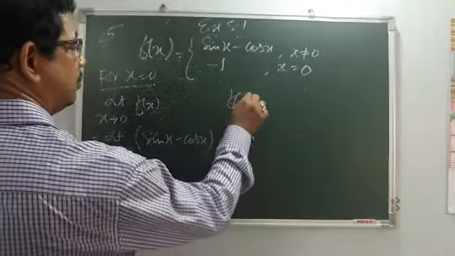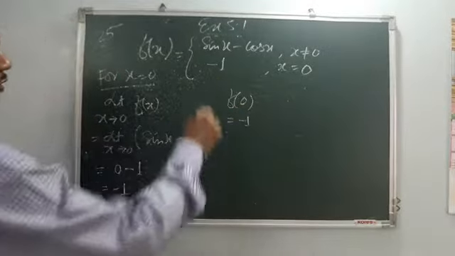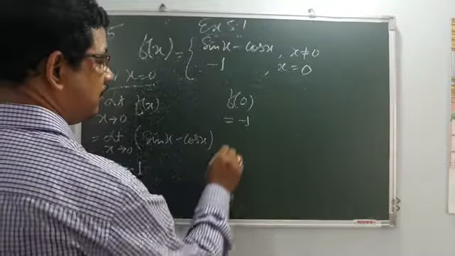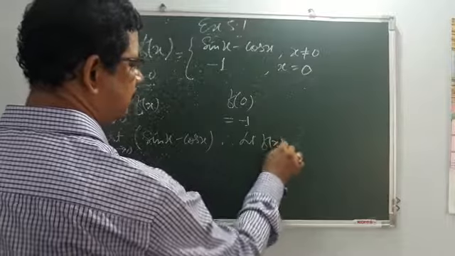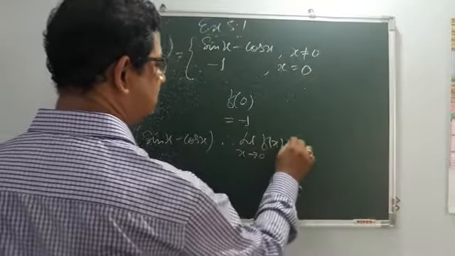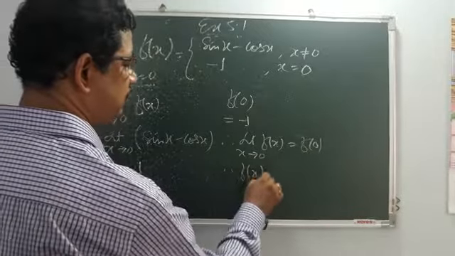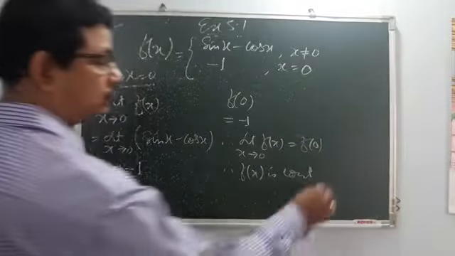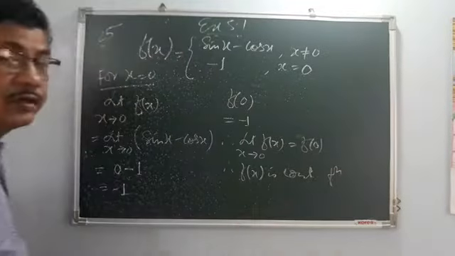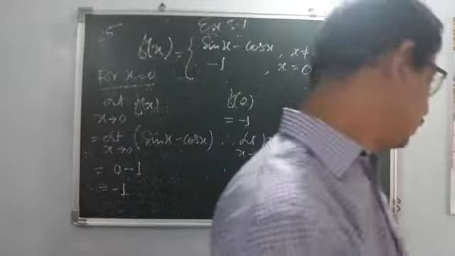What about f(0)? f(0) gives what? Minus 1. When x equal to 0, f(x) is minus 1. Therefore, limit f(x), x tends to 0 is equal to f(0). Therefore, f(x) is a continuous function. Continuous at x equal to 0, that means it is continuous at every point.